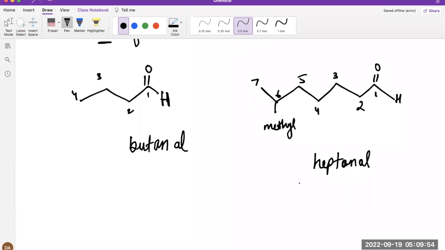Again, there are some exceptions, which we'll learn later, when the aldehyde will not be the highest priority. We will learn that later.